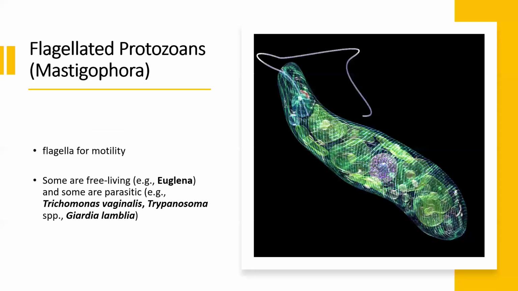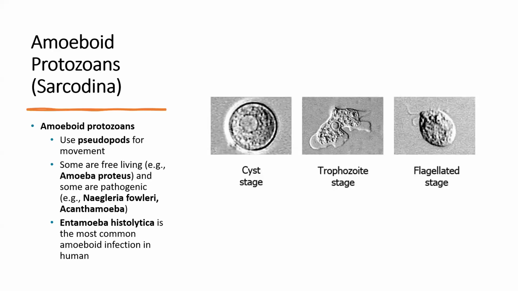So we have our amoeboids, as I mentioned, they have pseudopods. They go through up to 3 stages. Not all amoebas are going to see all 3 stages. It's got the cyst stage, the trophozoite stage, and the flagellated stage. Some of them are going to be free living, and some are pathogenic, as in the Naegleria fowleri that I talked about, or the Entamoeba histolytica.